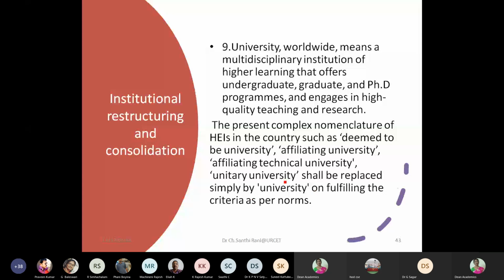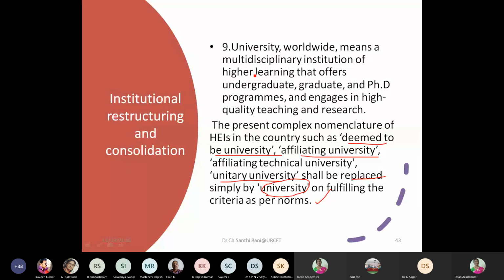Then so far we have the terms deemed to be university, affiliating university, affiliating technical university, otherwise unitary university, all these terms, right? This is the present complex nomenclature of the higher educational institutions in the country. They are going to be replaced simply by the term university on fulfilling the criteria as per the norms. If an institute fulfills all the required criteria, it will be named a university. From here onwards, we are not going to have deemed to be university or affiliating university or affiliating technical university. All this nomenclature is going to vanish.